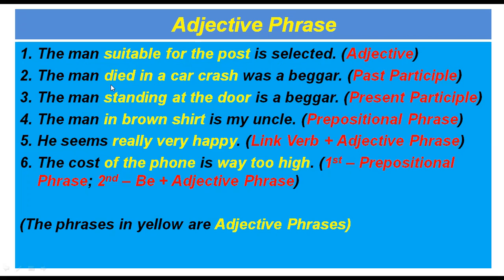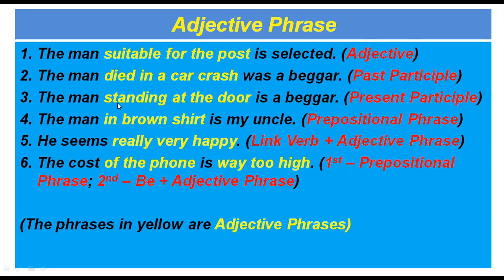Well, if you get back to number two, the man died in a car crash was a beggar. So died in a car crash, this phrase starts with a past participle, and it is giving more information about the man. Which man? The man died in a car crash. So who was the beggar? The man who died in a car crash, right? So it starts with a past participle. So this is an adjective phrase.